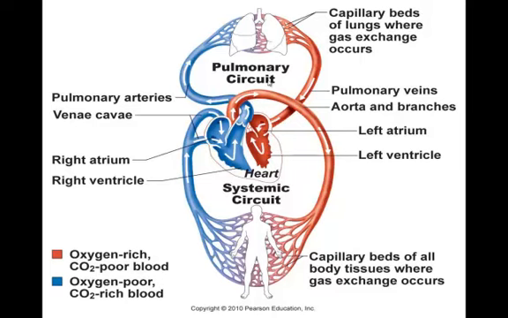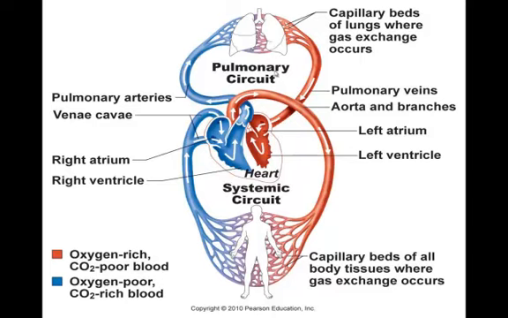Okay, this slide is showing you the pulmonary circuits and the systemic circuits. The purpose of the systemic circuit is to take blood to the body and give all the tissues of the body oxygenated blood, and then take away carbon dioxide from those tissues. And the purpose of the pulmonary circuit is to oxygenate our blood and take that oxygenated blood back to the heart.